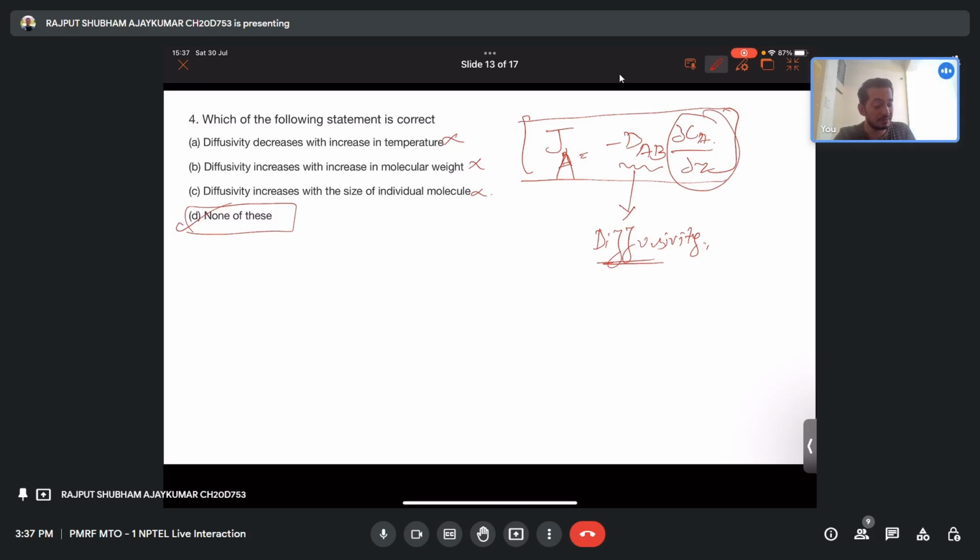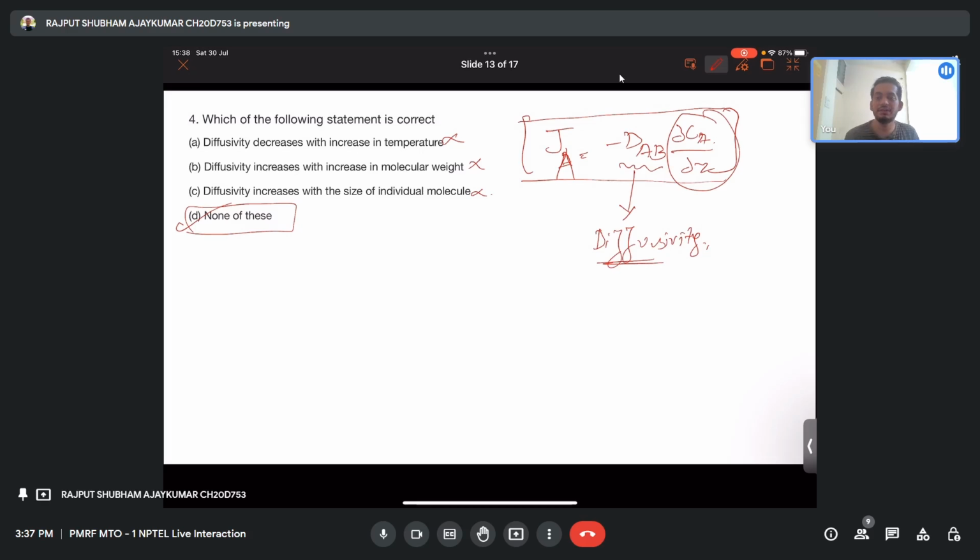So this is indirectly what has been asked in the assignments also, because if you don't know what Fick's first law is, you will not be able to solve this. And this type of question can also be asked in the GATE examinations, and I know this kind of question has already been asked two to three times.